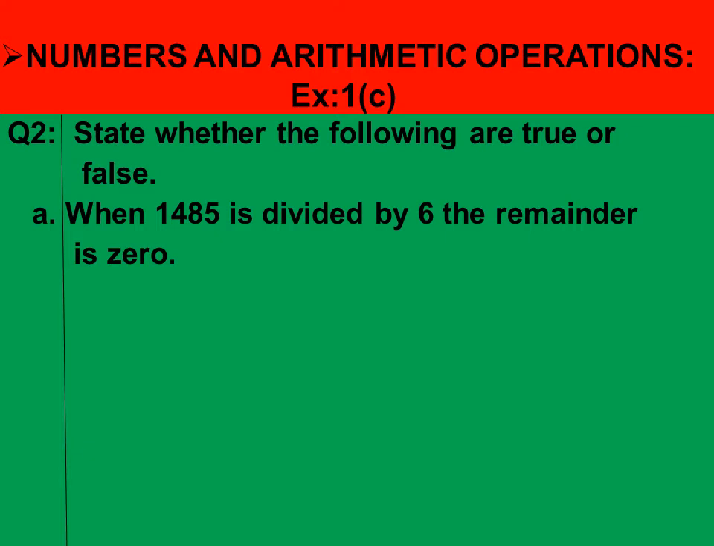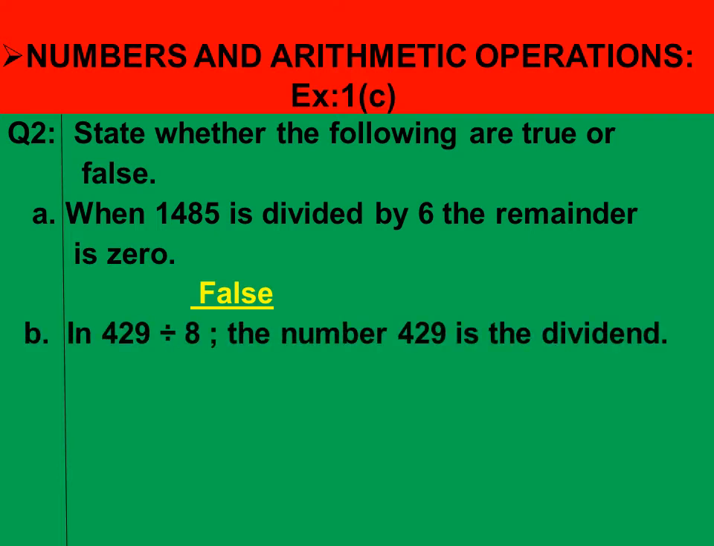The statement says that when we do the long division for these two numbers, we will get 0. Let's check. We will first do the long division. Yes, when we do the long division, we will get some remainder. When the remainder is not 0, which is written in the given statement, this means that the given statement is false. Now let's see part B.